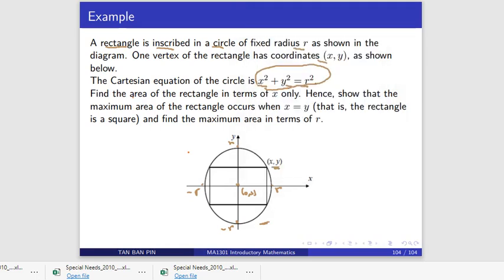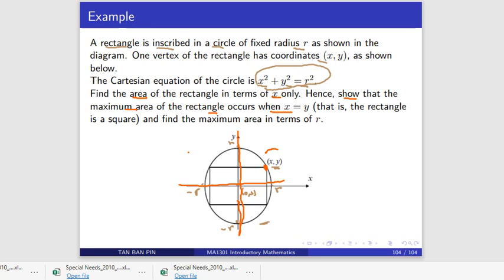And you're supposed to find the area of the rectangle in terms of x only, and then show that the maximum area of the rectangle occurs when x equals y. You'll find that there are symmetries. So you have a symmetry this way, and you have a symmetry this way. And you are given this point is xy.